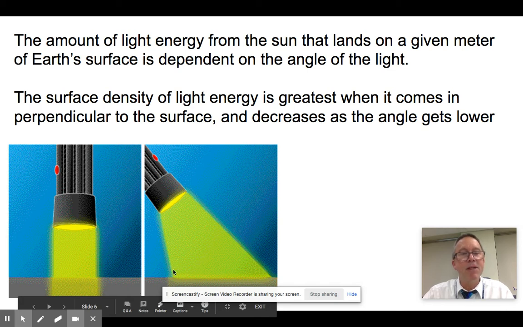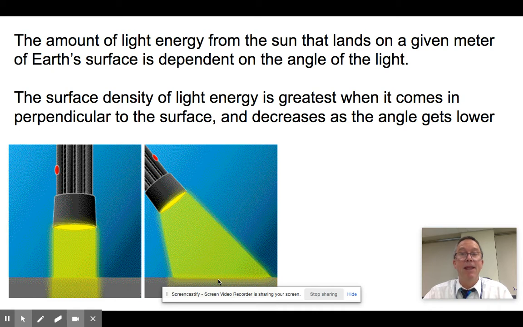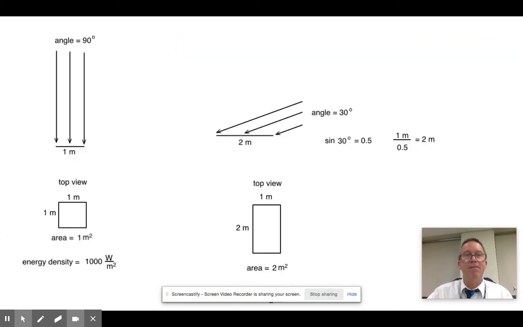But now I'm going to take that 1 joule and spread it out over a larger area. So each unit of area is receiving less energy per second. This is why the Earth has seasons, and this is why it's cold at the poles and hot at the equator. It has everything to do with the angle of light.